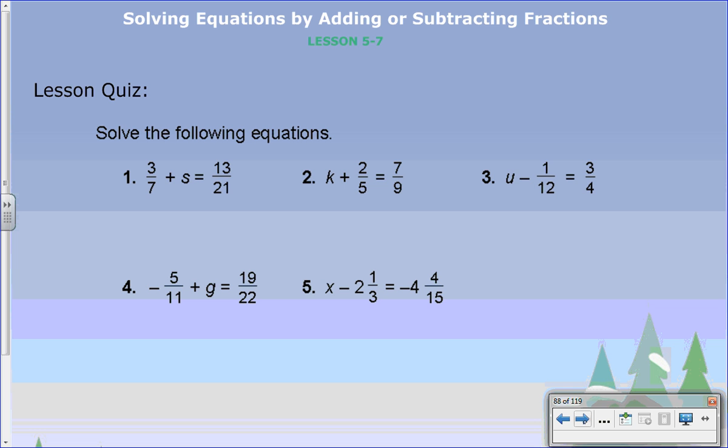There we go. That's tonight's lesson. We talked about how to solve equations by either adding or subtracting.